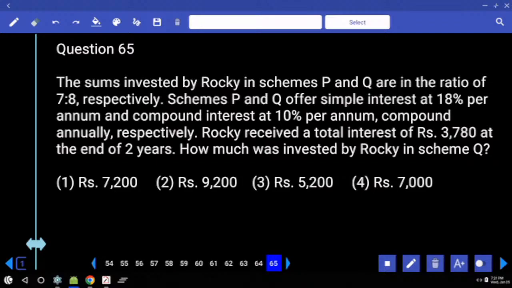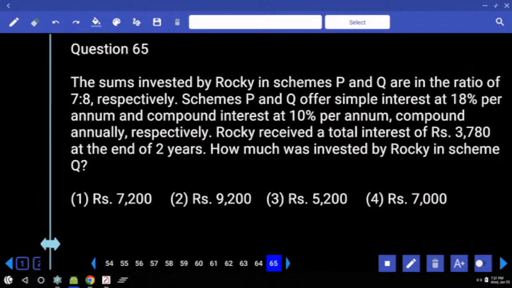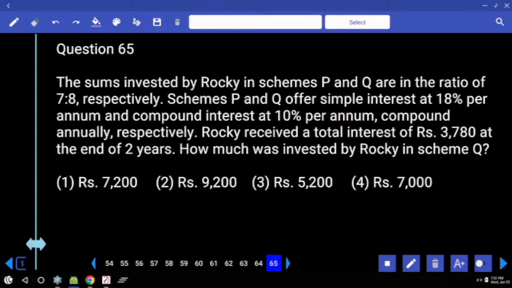Okay, right. All of you see here, first of all, now Rocky invested some amount in simple interest. దాని 7 parts అనుకుందాం. Rocky invested in, okay, this is 8 parts compound interest పైన. ఓకేనా? సో 1 minute. ఏమి ఇచ్చాడు? 7 parts ఇచ్చాడు. ఒకటి 7:8 రేషియోలో ఇన్వెస్ట్ చేశాడు. ఓకే, ఫైన్. So he has invested in what? Schemes P and Q offer simple interest at 18% per annum and compound interest at 10% per annum.